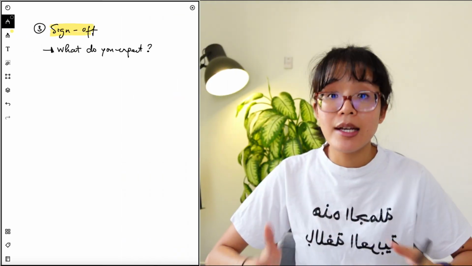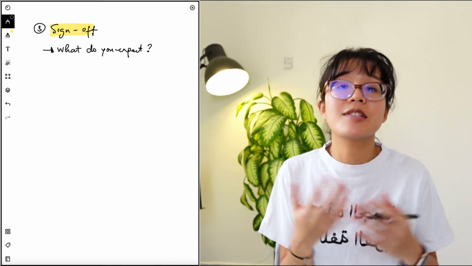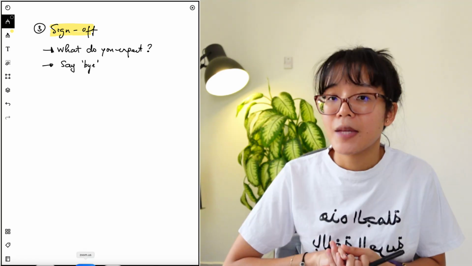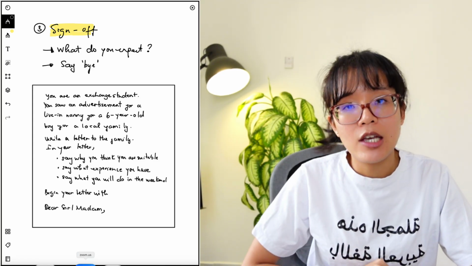And after the third paragraph, it is time for you to write a sign-off. The sign-off is where you express your expectation from this letter. And then you say bye. So for this letter of application, this is how I'm going to end it. If you follow this exact structure with simple grammar, simple vocabulary, you will for sure get 6 to 6.5.